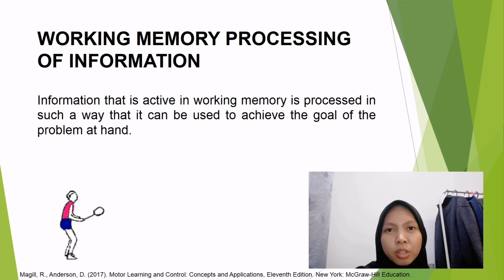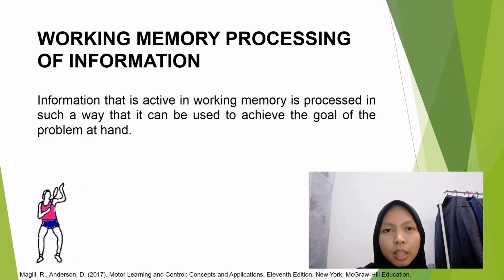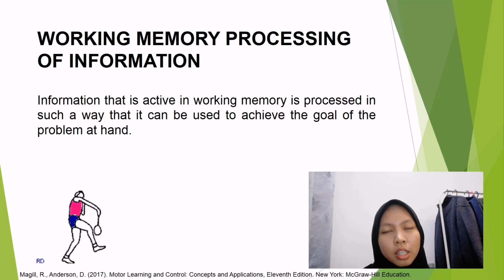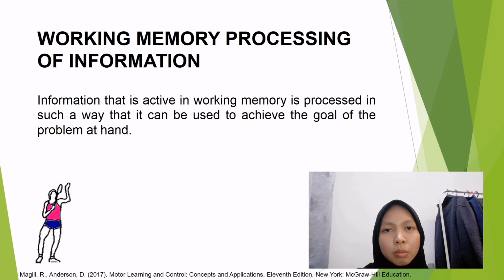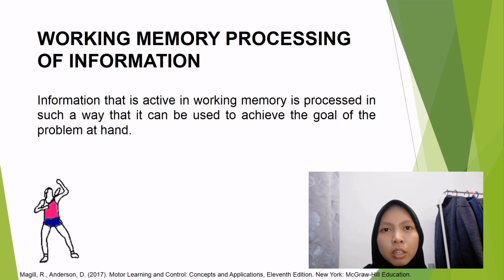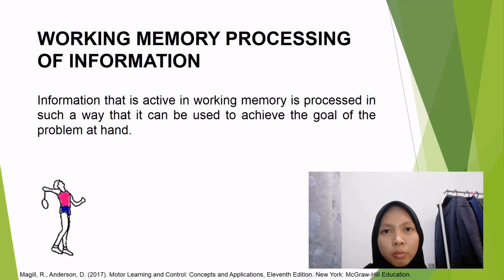Working memory, processing of information. Information that is active in working memory is processed in such a way that it can be used to achieve the goal of the problem at hand. The goal is to remember what has just been told or shown, so we can do the task. For example, in a badminton game, the coach has just given a specific instruction and demonstration about serving to the athlete. So the athlete must remember the instruction as they serve, but also retrieve from long-term memory to correct their hand position.